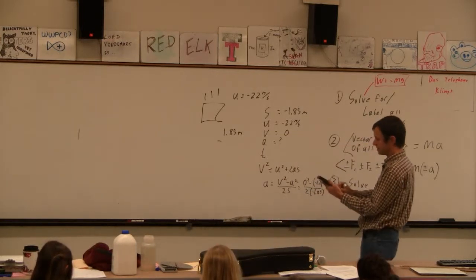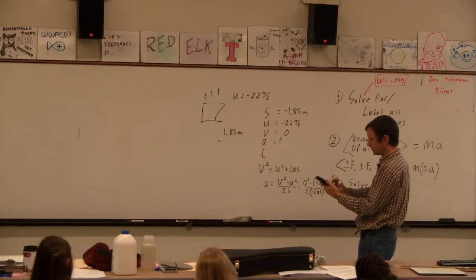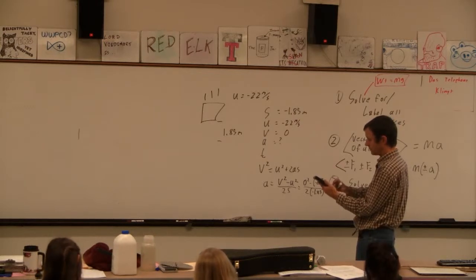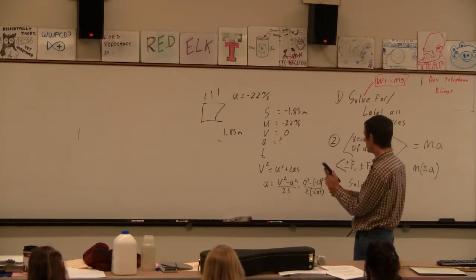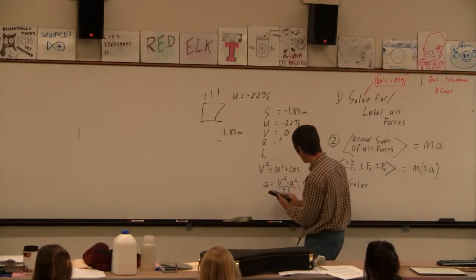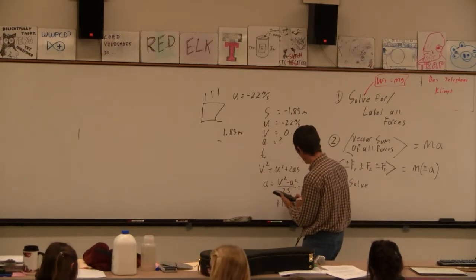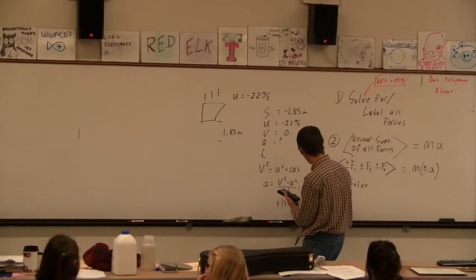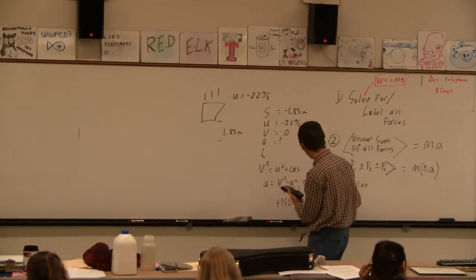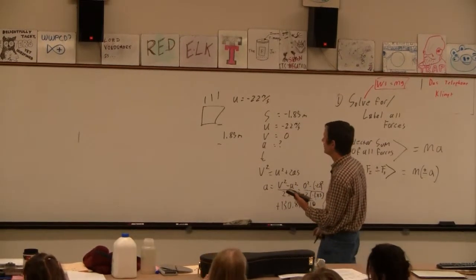So basically it's just 22 squared divided by 2 divided by 1.85. So that's 130. The acceleration is positive 130.810, 810, etc. It's a repeater, right?